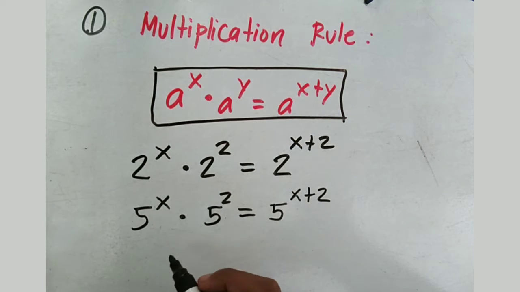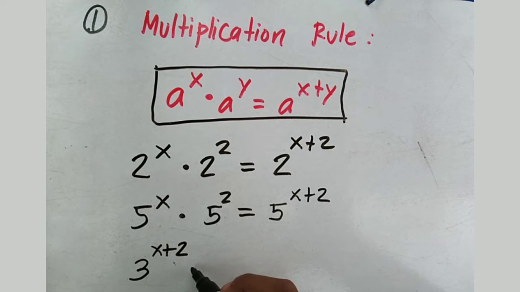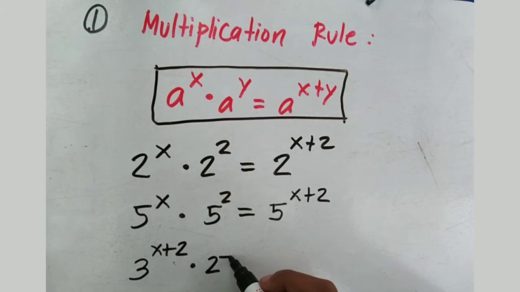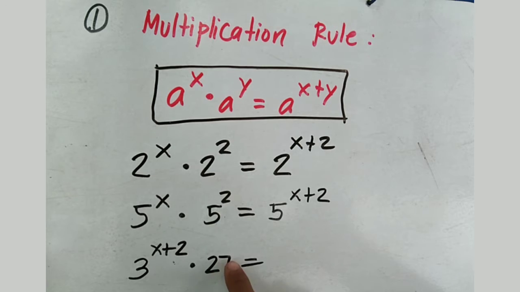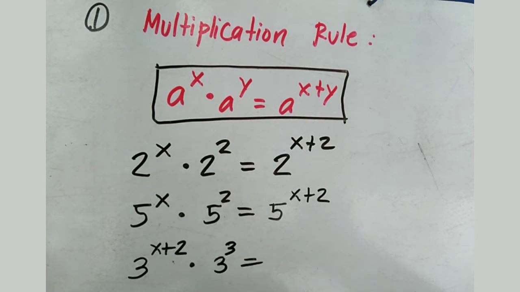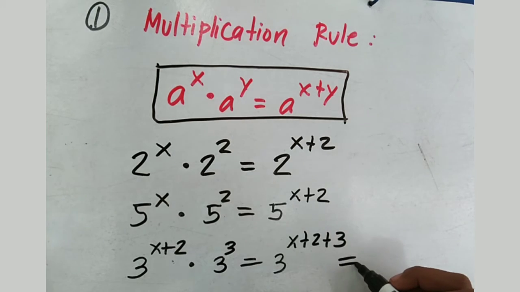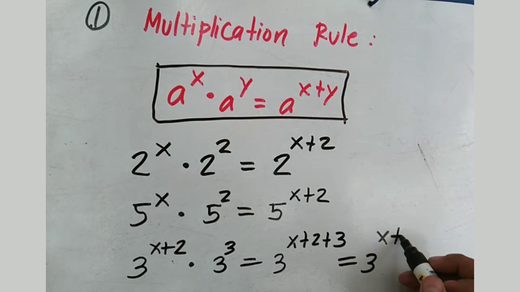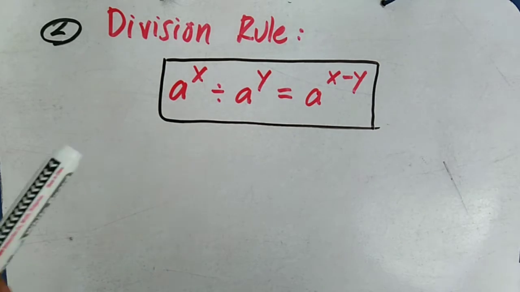Another example, 3 raised to x plus 2 times 27. Yes, we can write 27 as 3 raised to 3. Now, same base, copy, then add the exponent. x plus 2 plus 3. We can simplify this as 3 raised to x plus 5. And this is the second law of exponent.